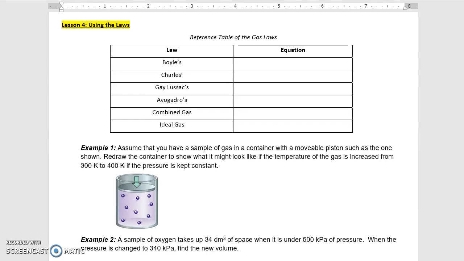Right, we're looking at lesson 4 now. The difference between lesson 3 and lesson 4 is that in lesson 4, I'm not going to tell you which law to use. That's going to be your responsibility to pick out which one of the 6 gas laws you need to use given the problem that you have in front of you.